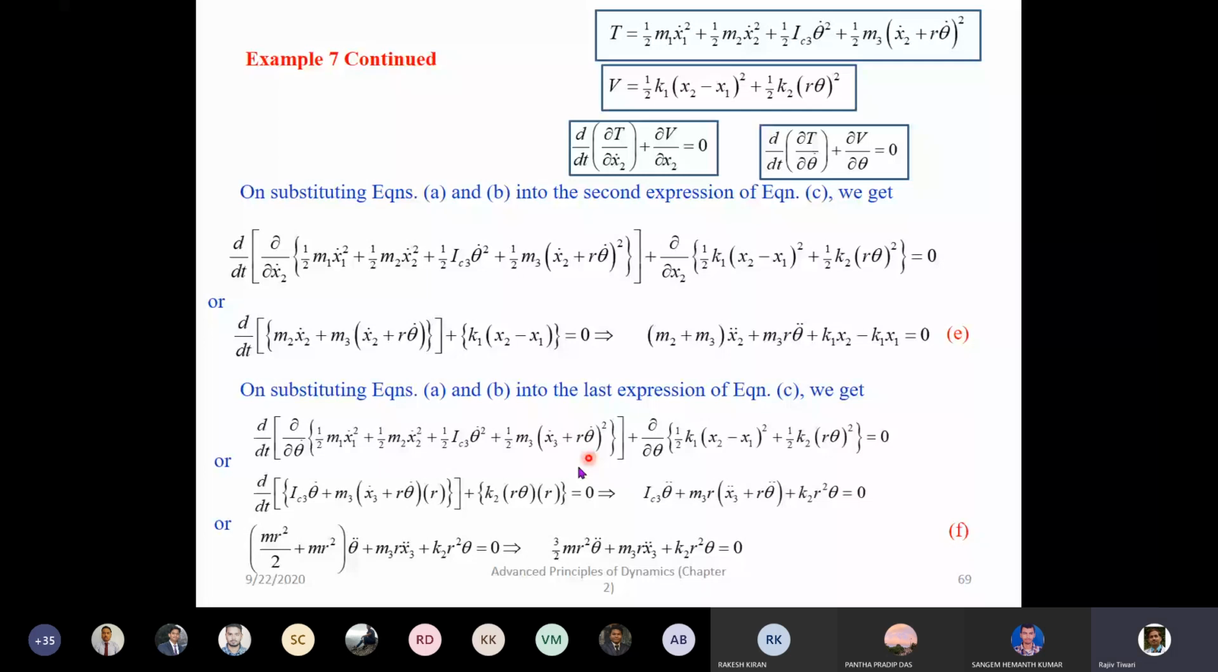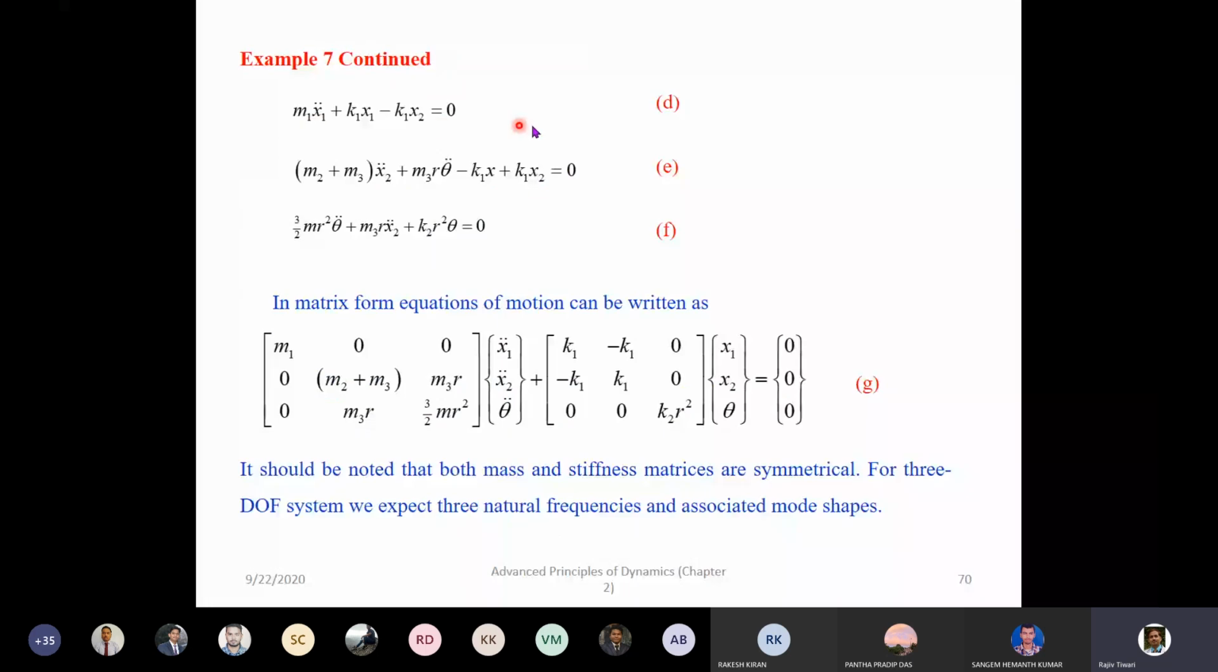Here all we are getting are linear equations. There are no nonlinear terms, so this can be simpler. So this is the third equation. All three equations which we obtain for x1, x2, and theta are these.